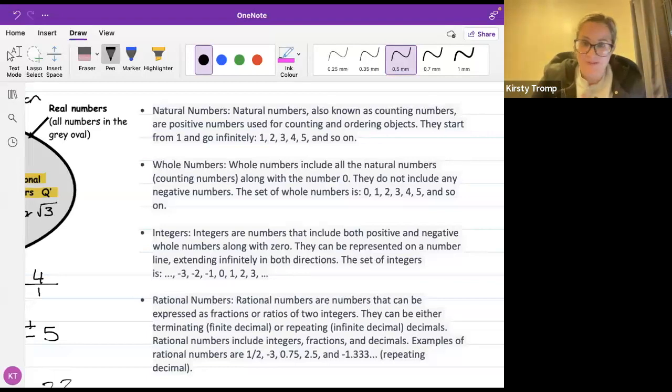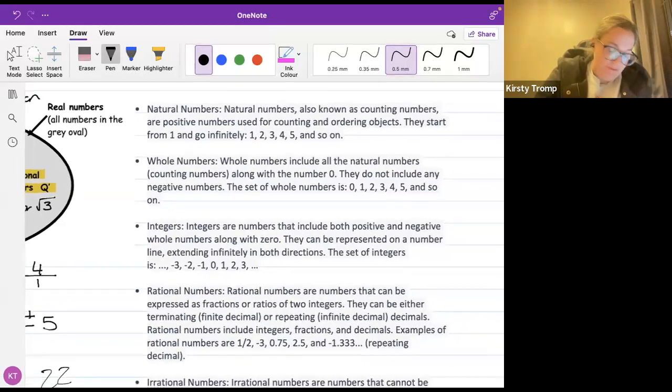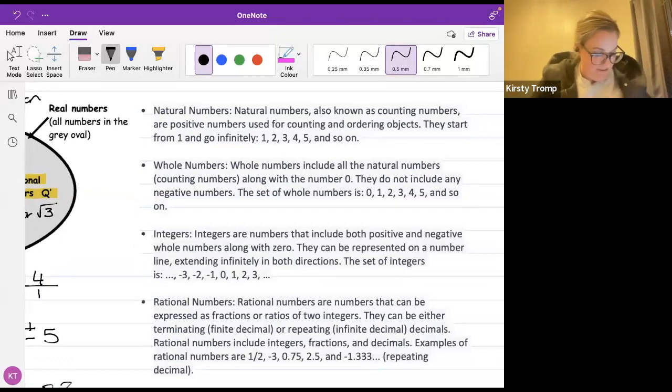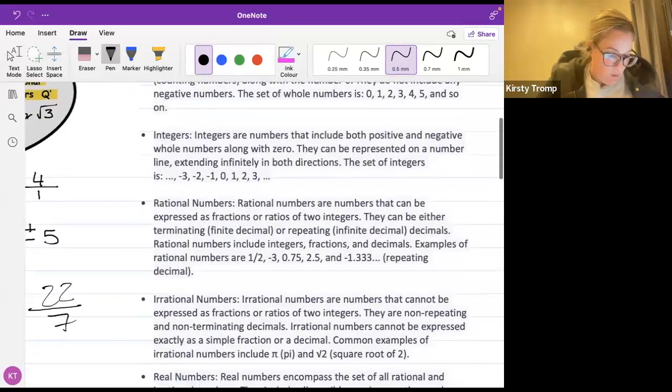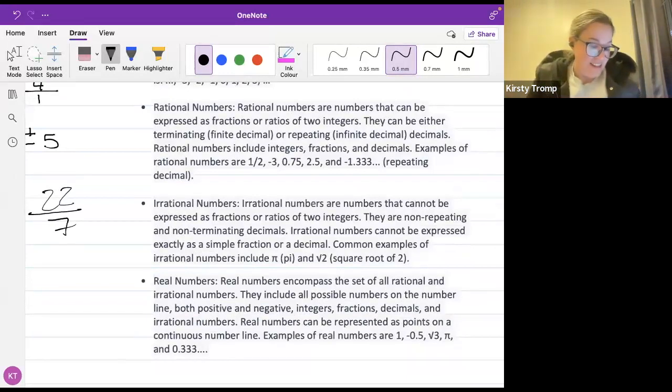Yes, Simone. While we're waiting for screenshots, I saw a question in the chat that I'm sure a lot of people are confused about. The question is, what is a terminating and a non-terminating decimal? Okay, great. I see it there inside the definitions. So thank you so much, Simone. Terminating and non-terminating, it's the same thing.